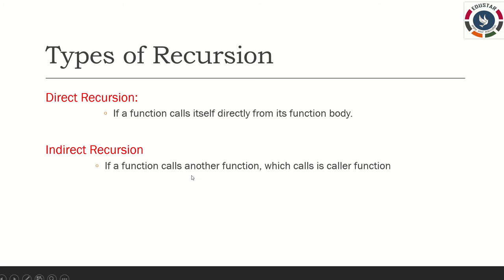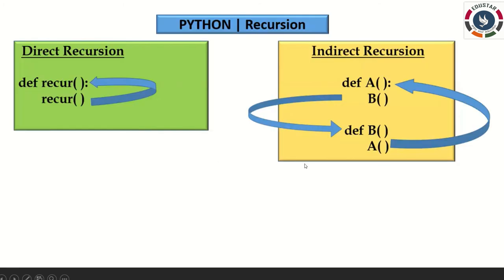If a function calls another function, and from that other function we call the first function again, that is called indirect recursion. See here, first I'll show the example of direct recursion. Here I call my function name, recur, inside the function again. It moves to the start of the function, so directly I call the function inside itself. That is the meaning of direct recursion.